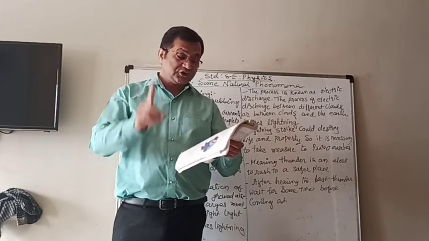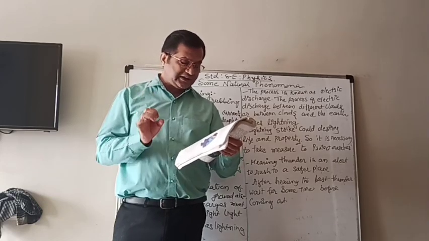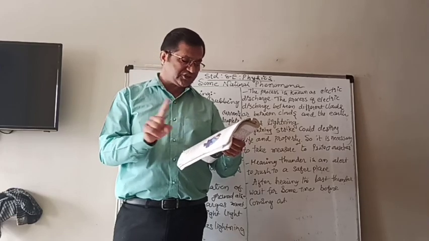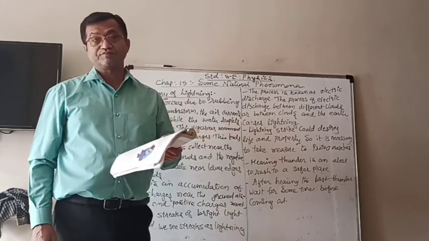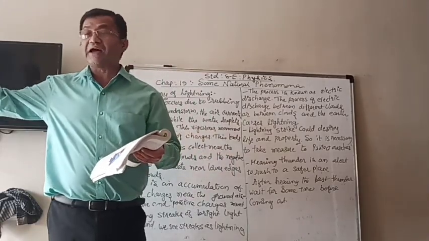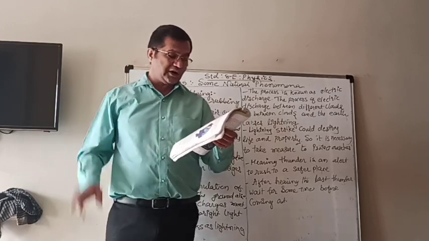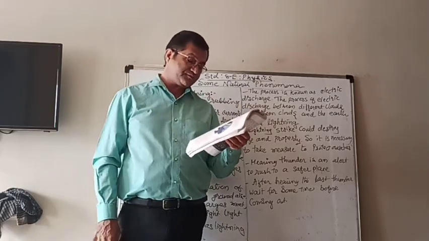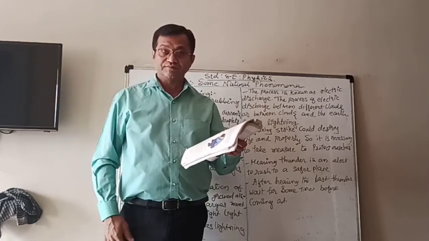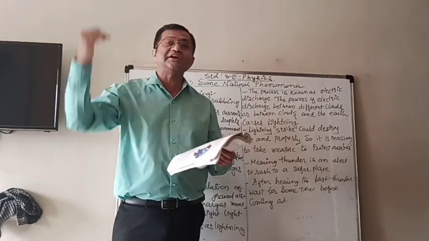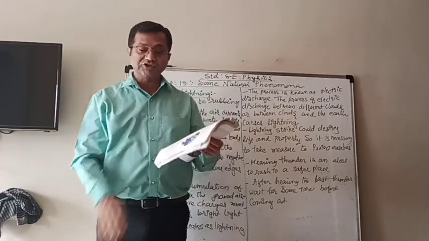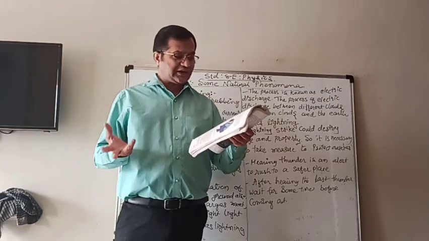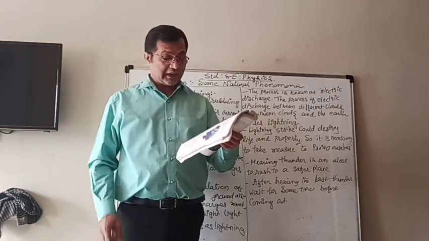Open fields, tall trees, shelters in parks, and elevated places do not protect us from lightning strokes. So don't take shelter under a big tree, tall trees also. Open fields are also not safe. In parks there are some small shelters, and those are also not safer places. And elevated places also do not protect us.